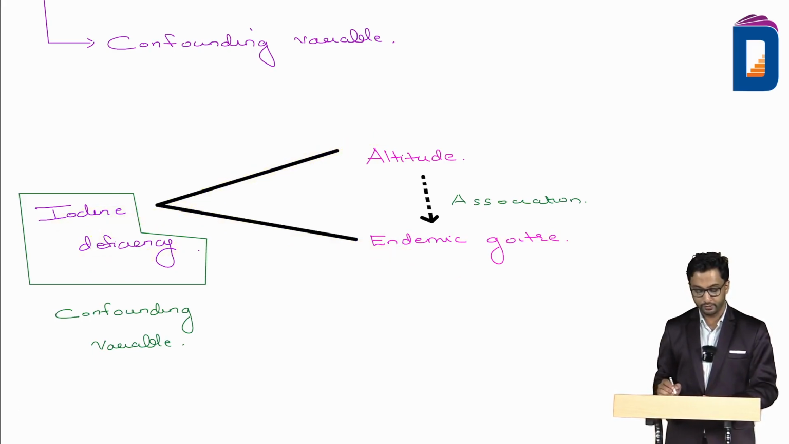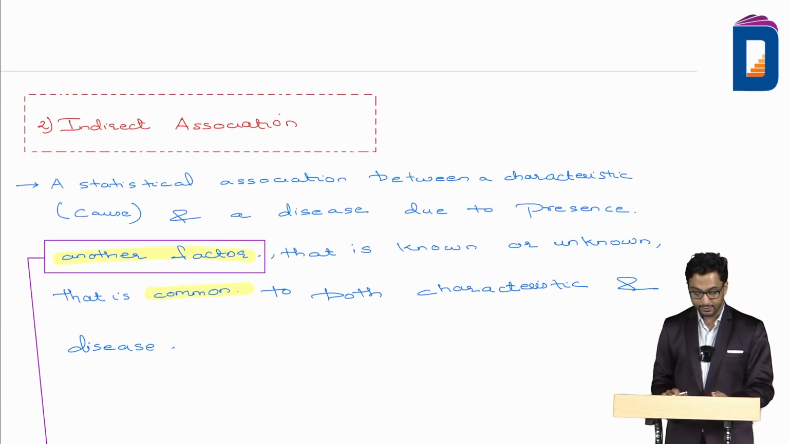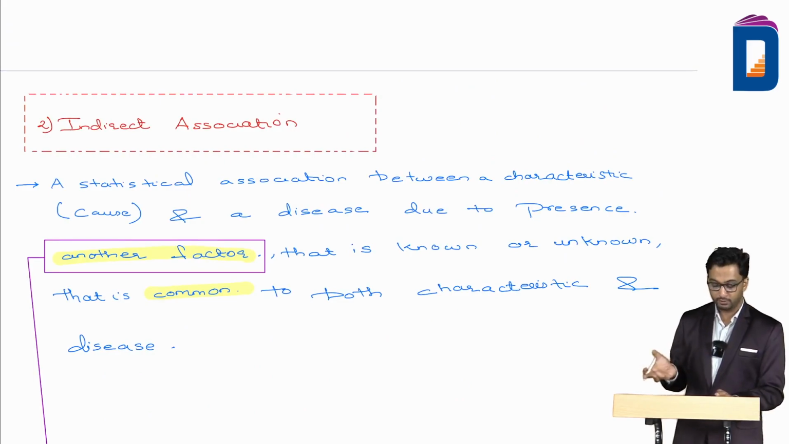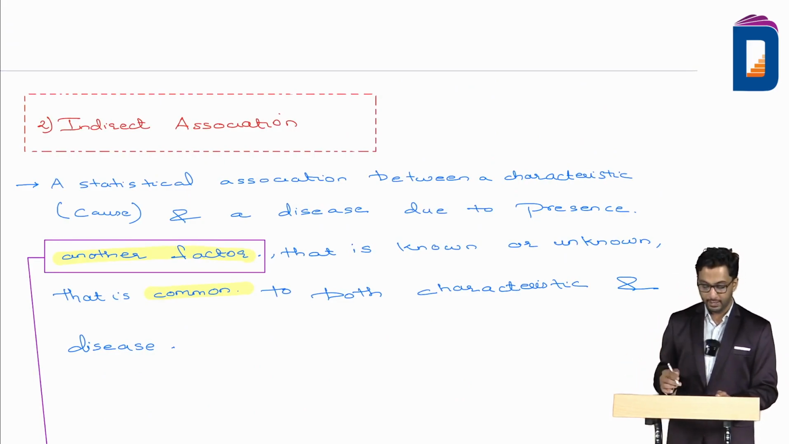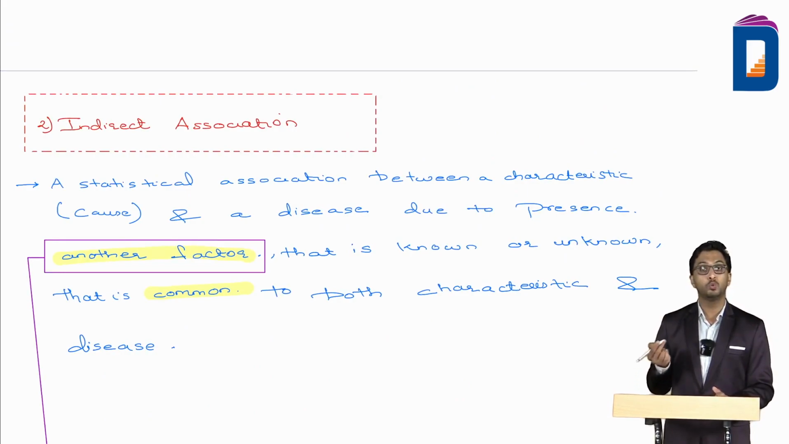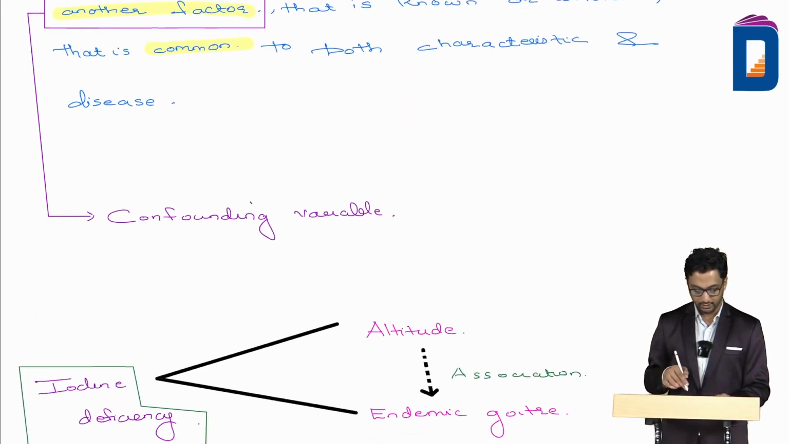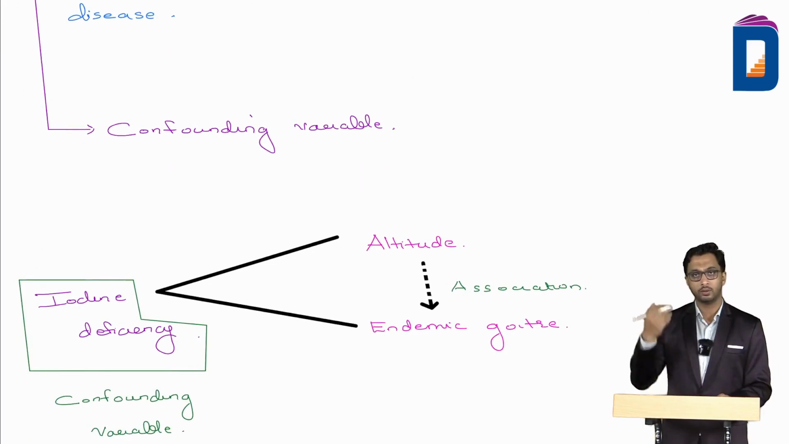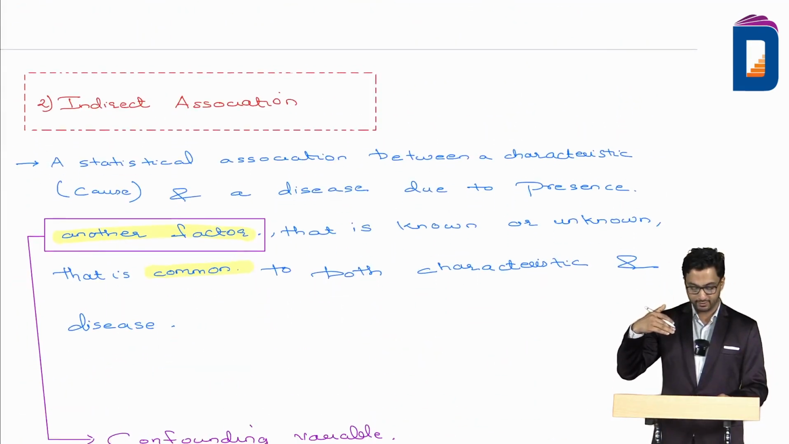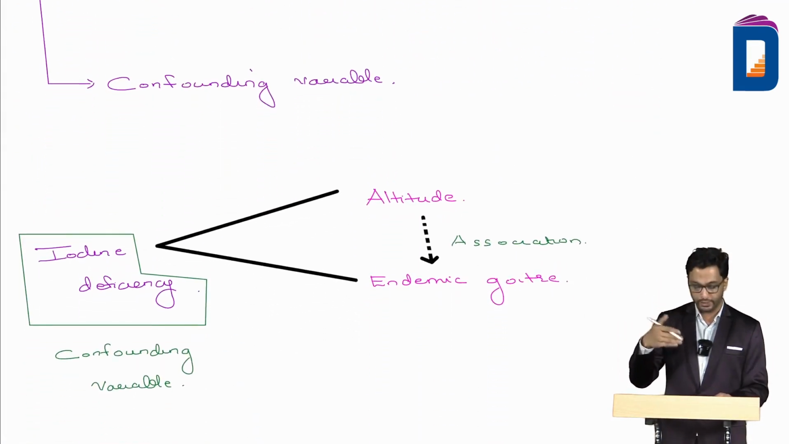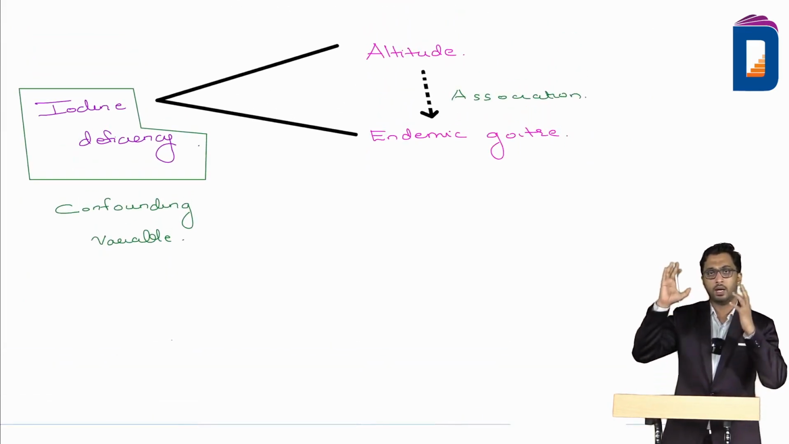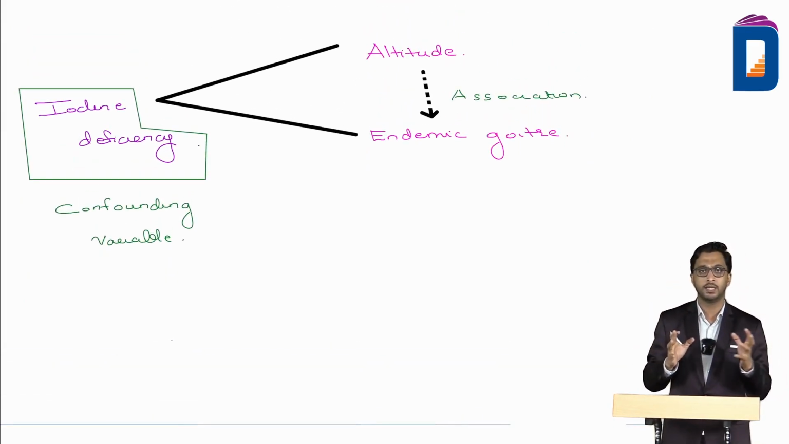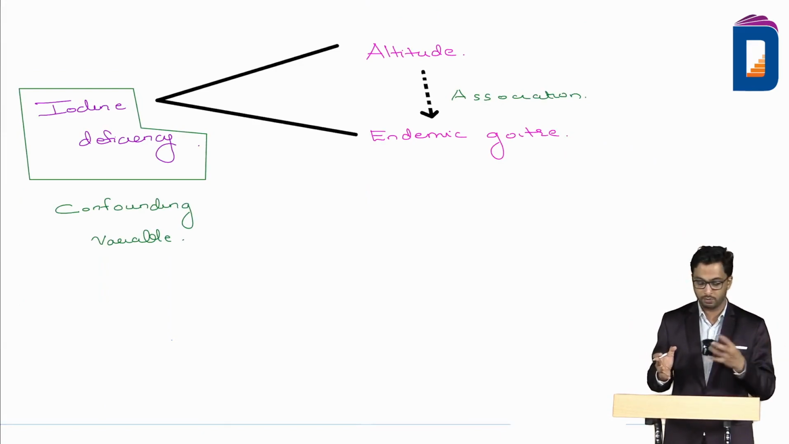Let's come to the definition once again. That is a statistical association between a characteristic and a disease due to the presence of another third factor, known or unknown, that is common to both. That's what it is here. Iodine deficiency is common to both the characteristic and the disease, that is altitude and endemic goiter. So if you go to high altitude, you will see that there is iodine deficiency. You check people with endemic goiter, there is iodine deficiency.